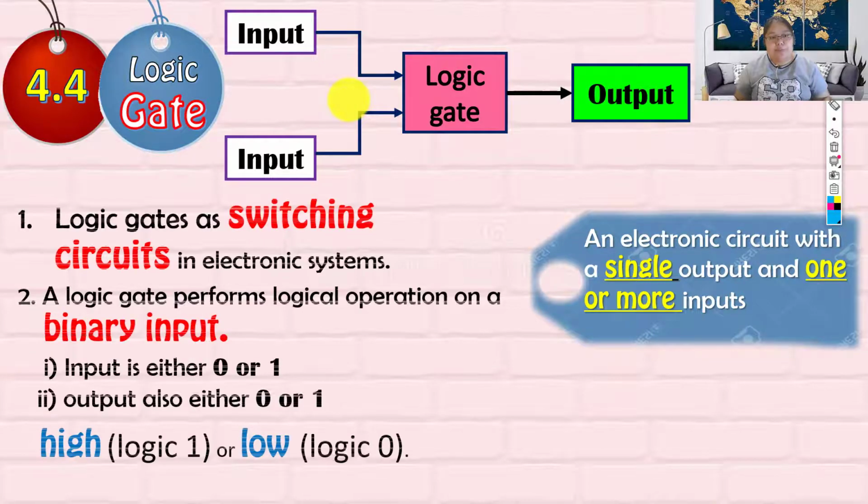Now we see another one. A logic gate is a switching circuit in an electronic system. The logic gate performs the logic operation using binary input. Binary input means we just have two numbers, either 0 or 1. For the input we use 0 and 1, and for the output also 0 and 1. Normally, 1 is represented by high, or 1 means on. 0 means low, or 0 means off. So the number 0 or 1, depending on the situation, will give you information about the meaning. Then we go to the next one.